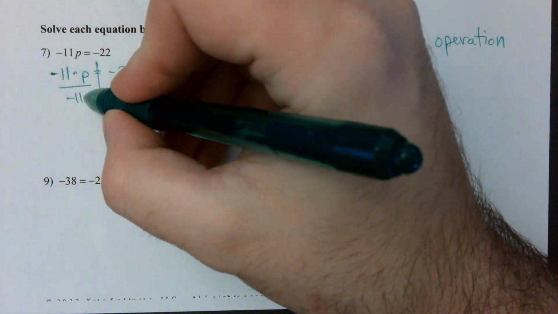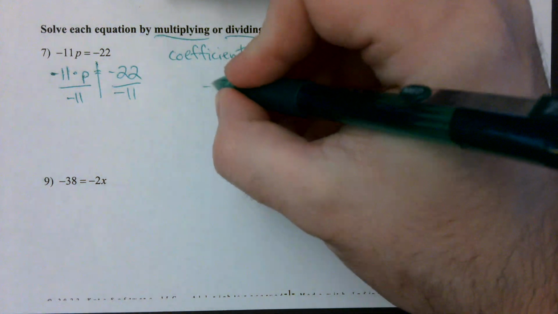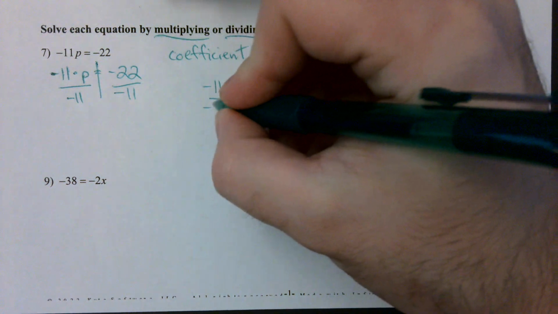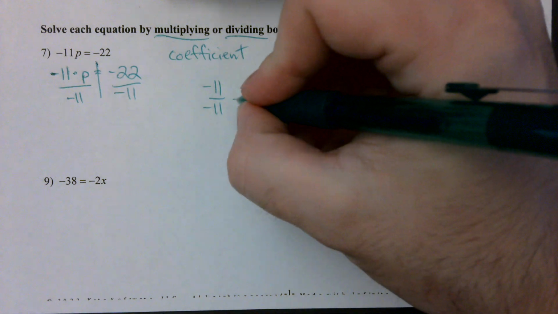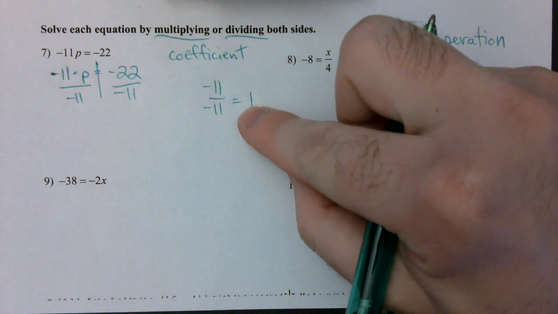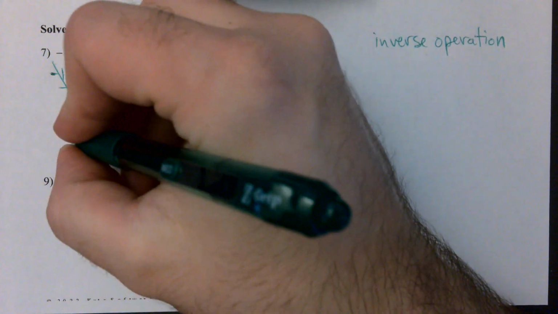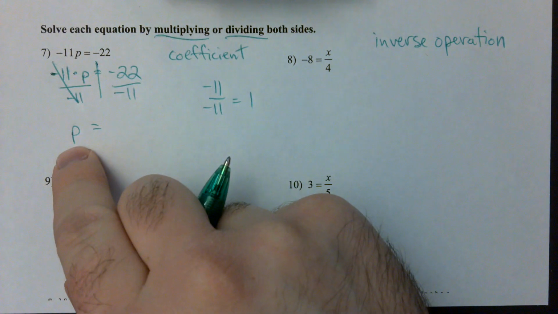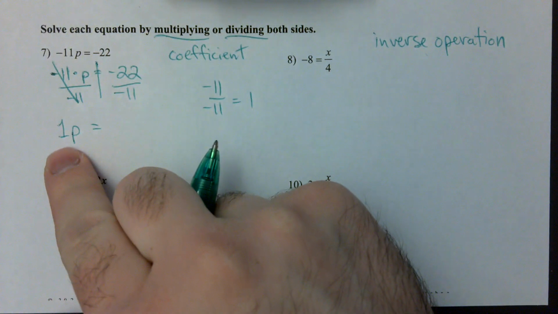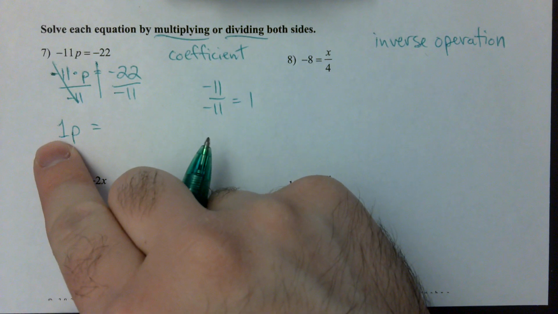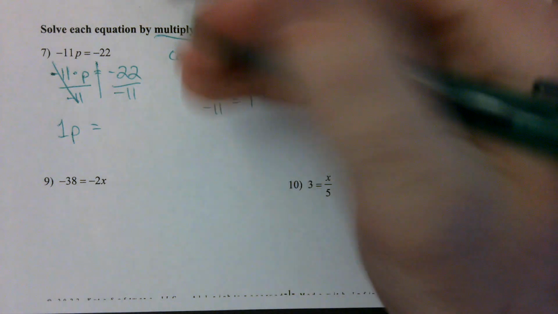Negative 11 divided by negative 11, if we wrote that as a fraction without that p in there, well, that's just equal to 1, right? Anything over itself is equal to 1. So that's how we can cancel those out, giving us p all alone. Technically, it's 1p, right? But we don't have to put 1 as a coefficient because it's implied.